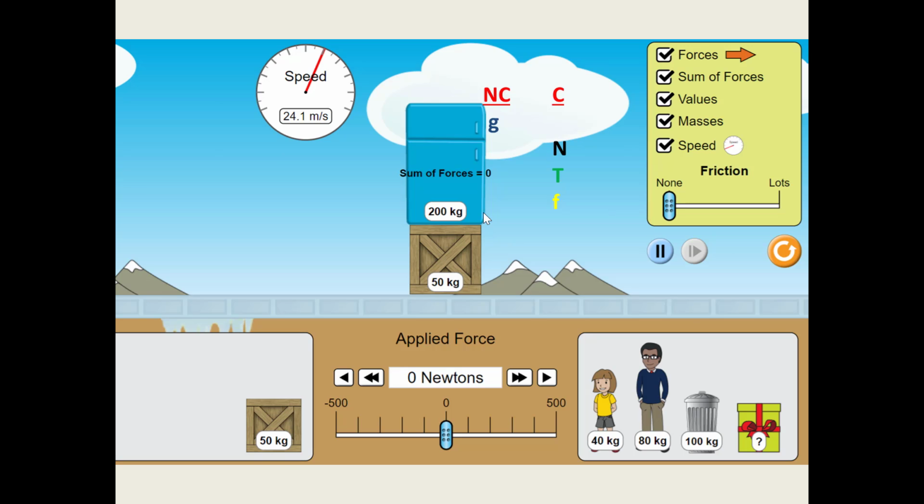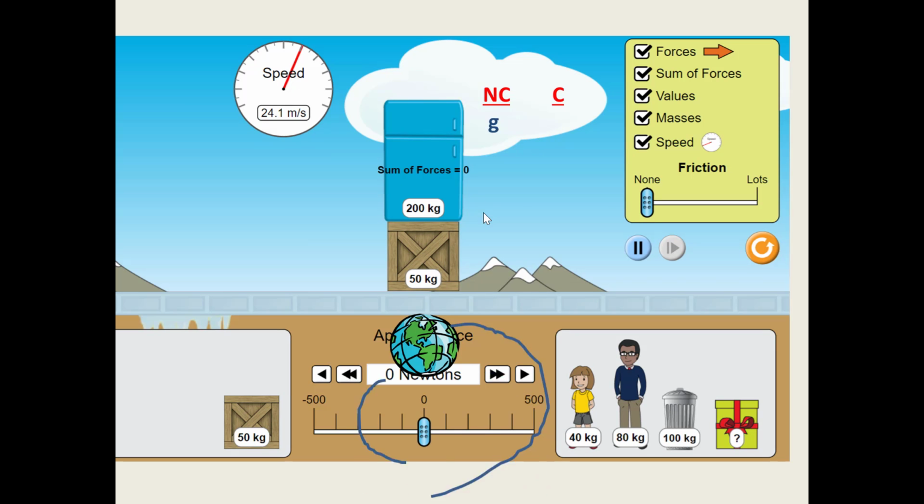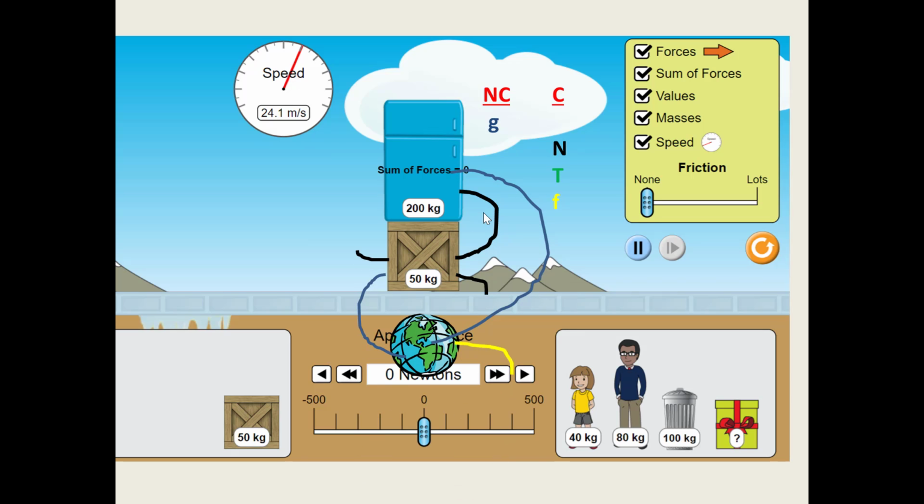All right. The last situation, we have our crate and refrigerator sliding along our frictionless road. How do we know it's frictionless? You can see it's covered in ice. It's moving at a constant 24.1 meters per second. We'll see if we can put together that same interaction and force diagram that we did before. We have our gravitational force, a normal force, frictional force. But let's look at this a little more closely.